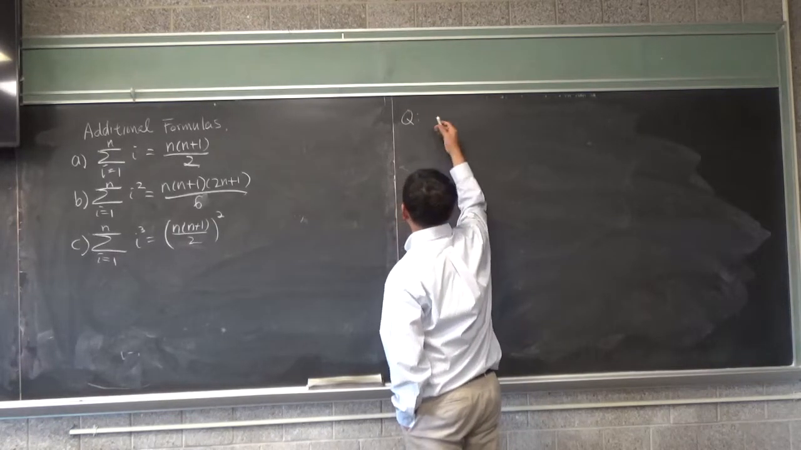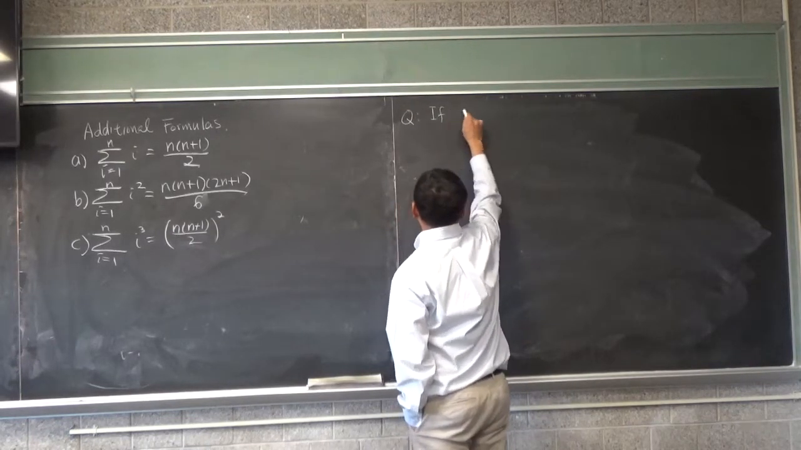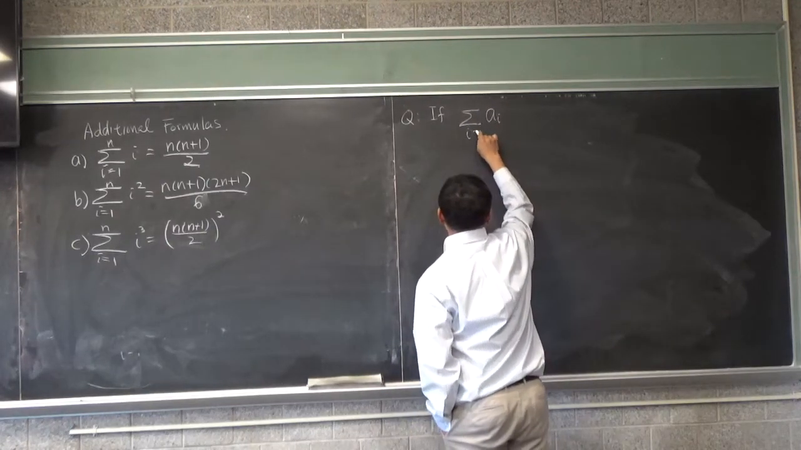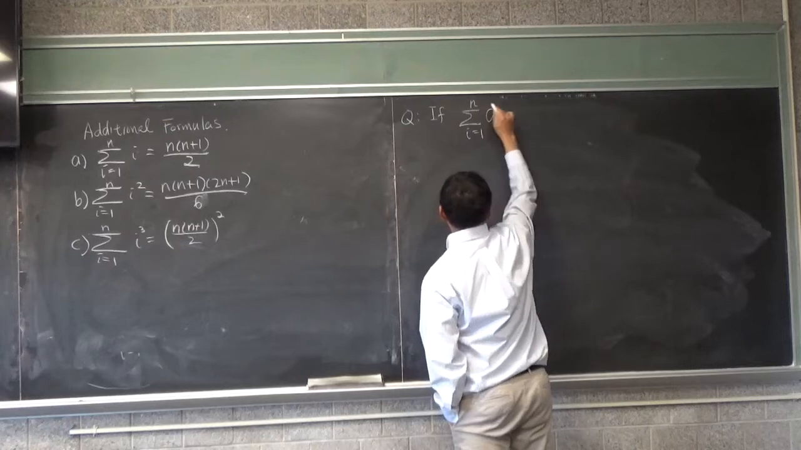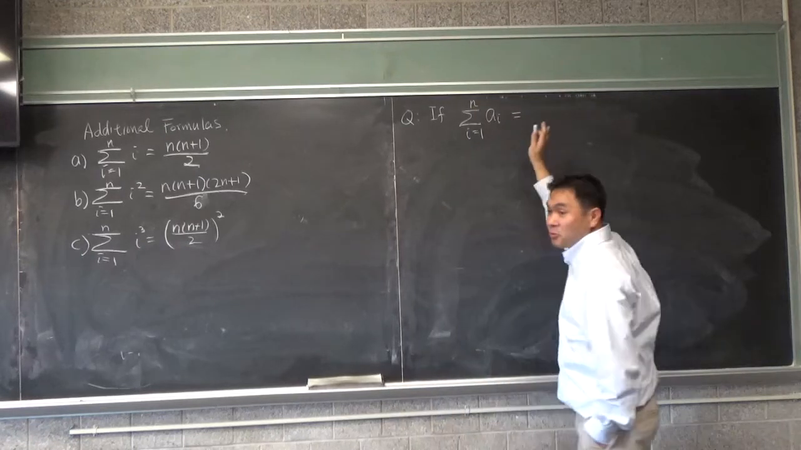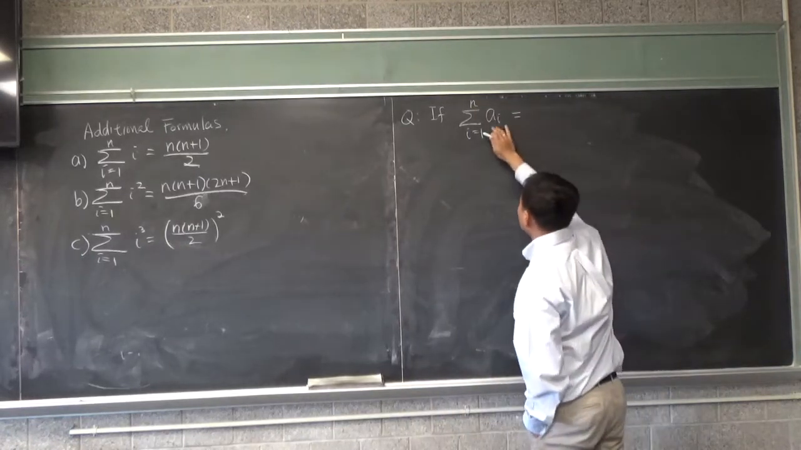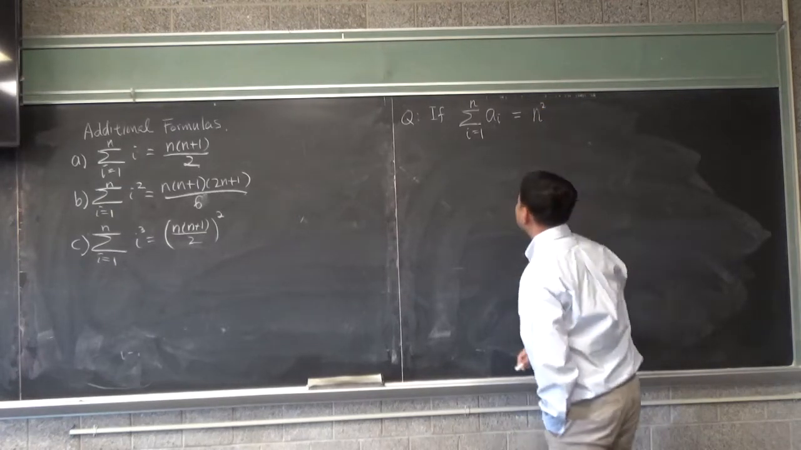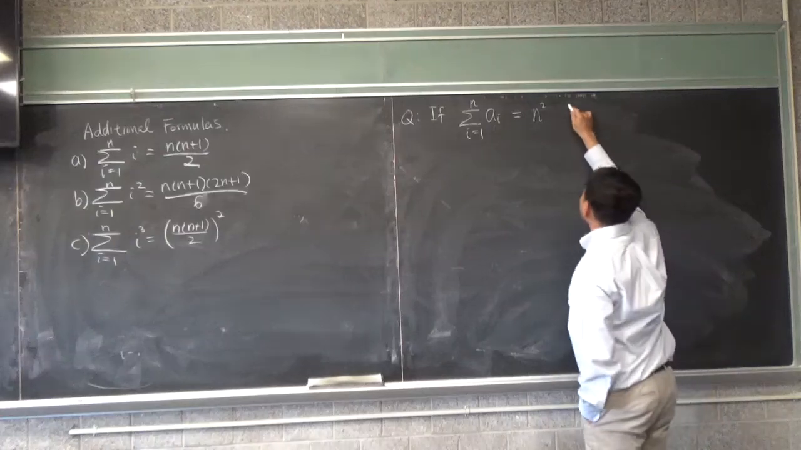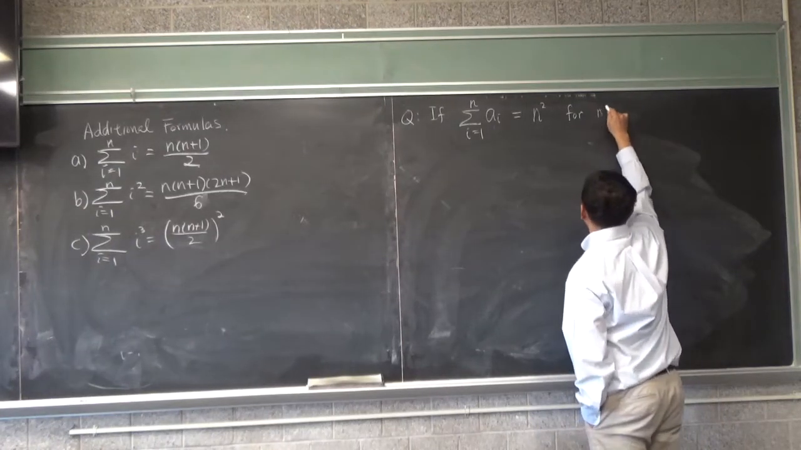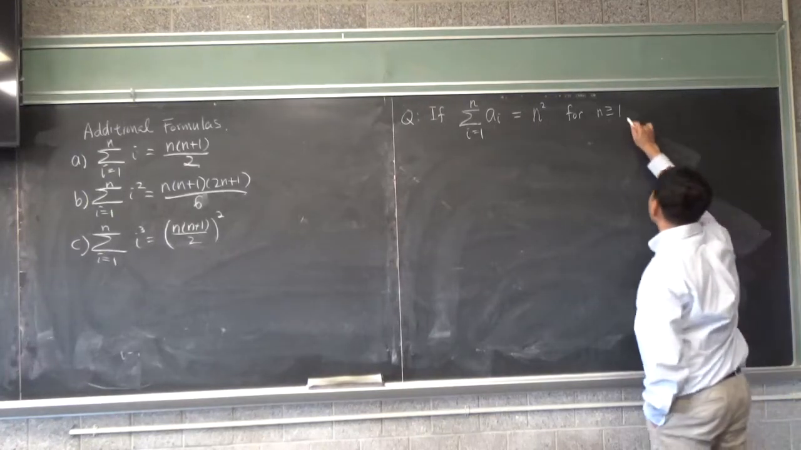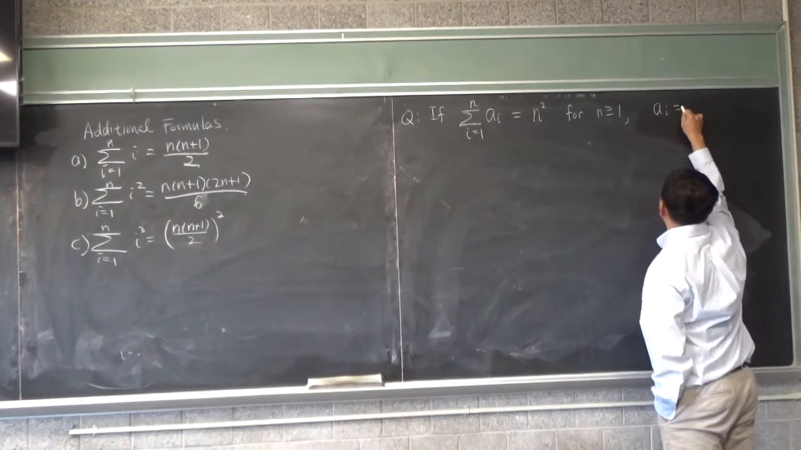Question: if there's a sequence of numbers a_i, where i is from 1 through n, and you add up the first n numbers in the sequence, these add up to n squared. If this is true for all n of 1 or greater, the question is, what is a_i?